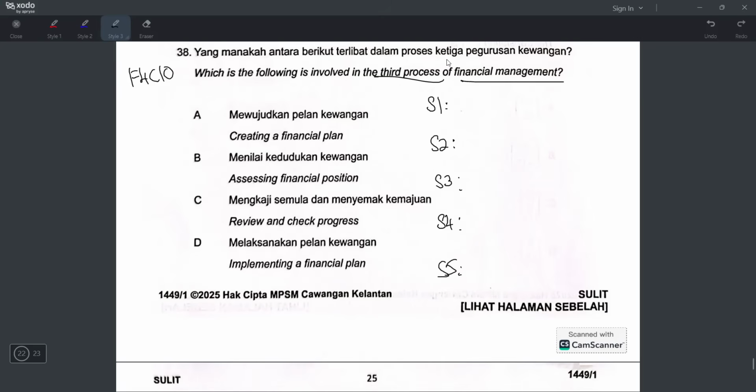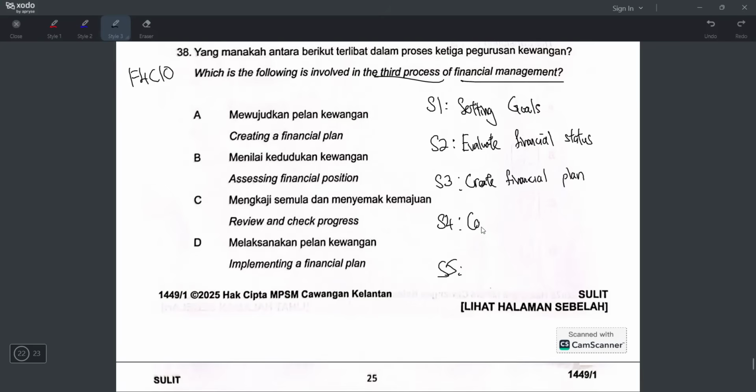Step number 1, the keyword is goal. The full name is setting goals, but you can just memorize the keyword. Goals. Step 2, the keyword is status, and the full name is evaluate financial status. That's the second step. Third step, create financial plan, and the keyword is create plan.